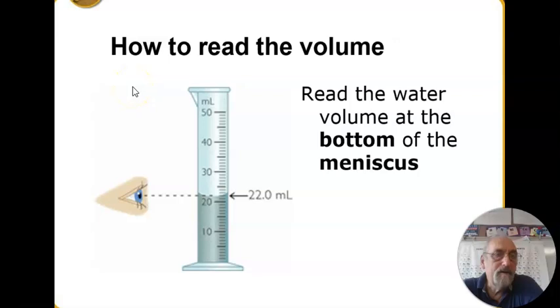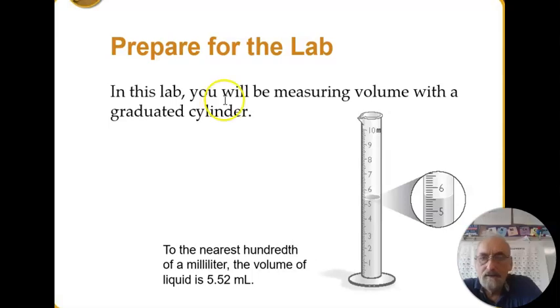So if we can zoom in on this a bit, you can see here you've got just about 5.52. We can try to estimate between the lines as best we can. So this bottom of the meniscus is not exactly on 5.5, it's a little higher. So we could get a number that's to the 100th place. That's about as accurate as we can get.